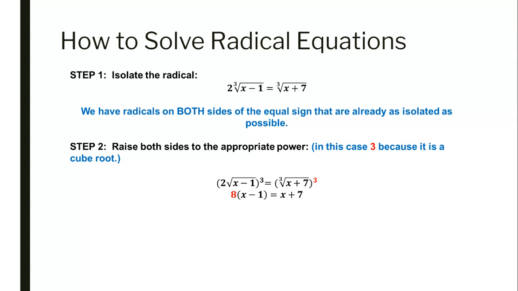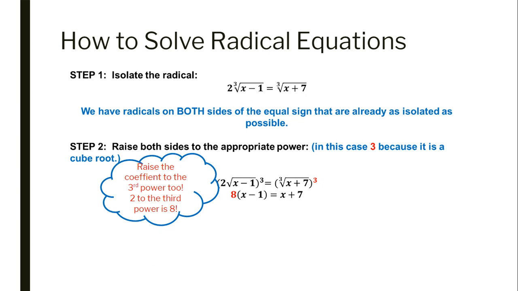Now, the one thing I want you to notice, when I cube both sides, I cube the coefficient of 2 as well. I have to cube everything on both sides. That includes that coefficient of 2. Now, 2 raised to the third power is 8. So I end up with 8 times the expression x minus 1. And on the other side, I've canceled out my cube root, so I just have x plus 7.